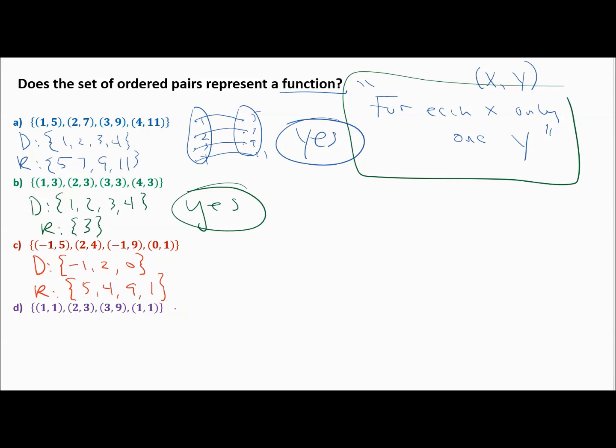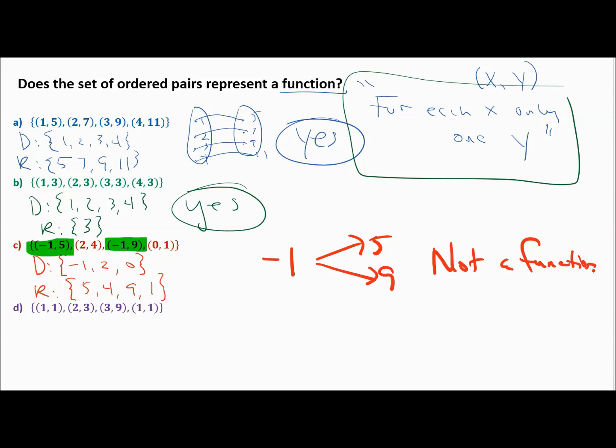Okay. Now, the question is, for each element in the first set, so for each number -1, 2, and 0, do we have only one answer? And if you're astute, you notice this. Pay attention. -1, 5, and -1, 9. That's a problem, right? That means for -1, we got two different results. We got 5 and 9. That's not allowed, so this is not a function.